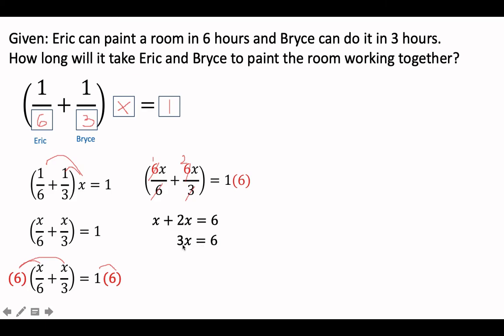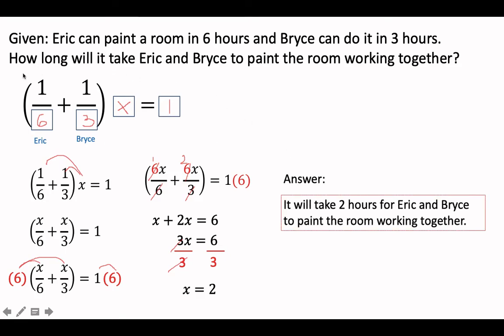And we want x to be left alone, so eliminate this 3. Divide each side by 3. So 3 divided by 3 is equal to 1, and 1 times x is x. On the other side, 6 divided by 3 is 2. Therefore, our x is 2. And that x is the number of hours for Eric and Bryce to do the job together. So for our final answer, go back to the question: how long will it take Eric and Bryce to paint the room working together? The answer is 2. It will take 2 hours for Eric and Bryce to paint the room working together.